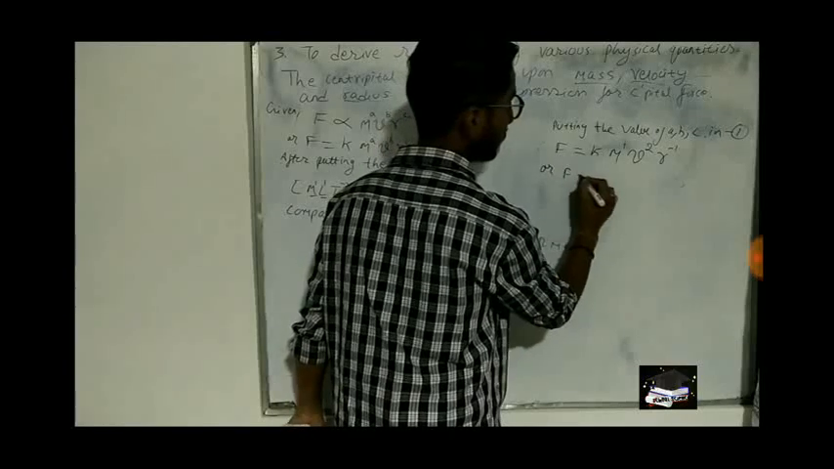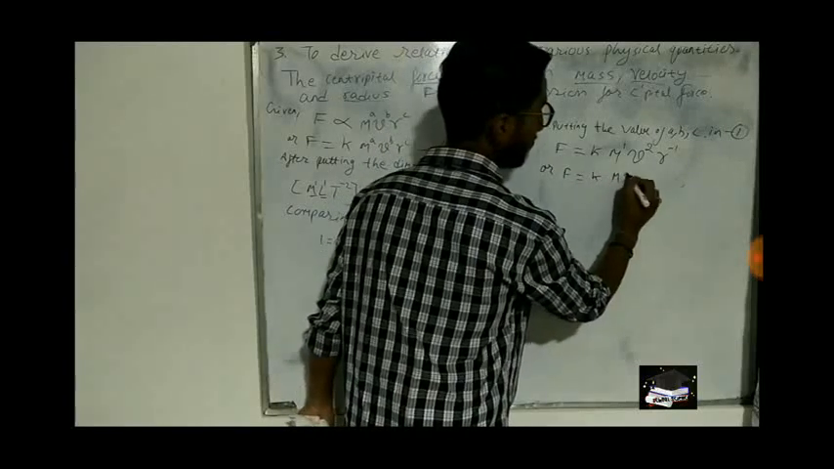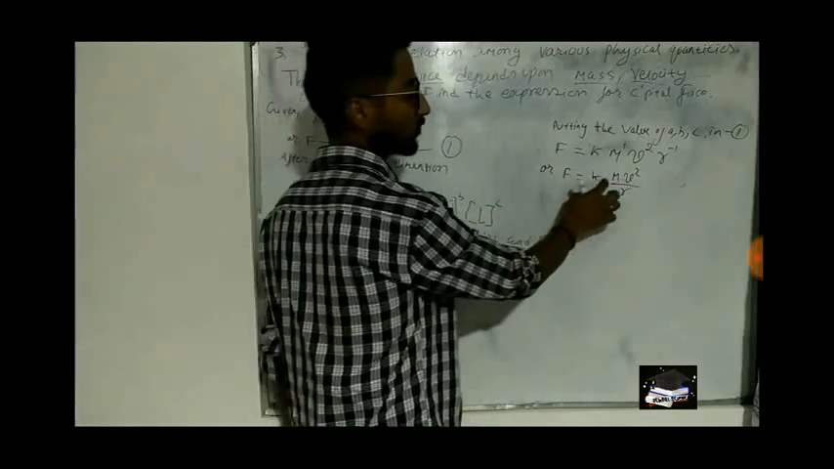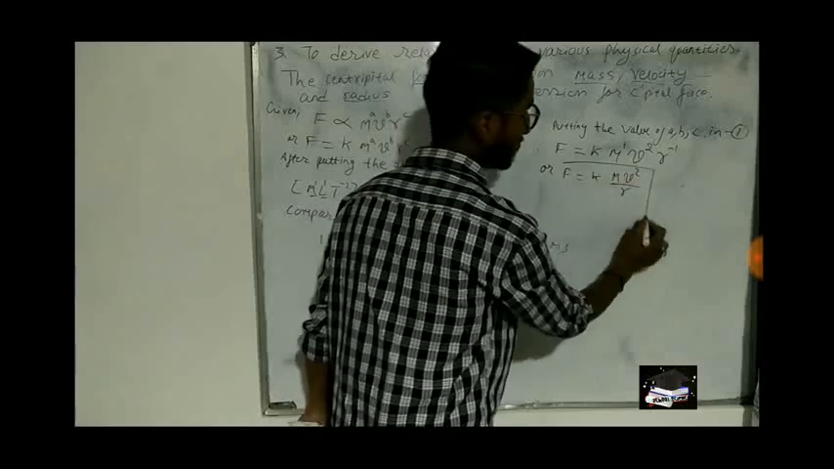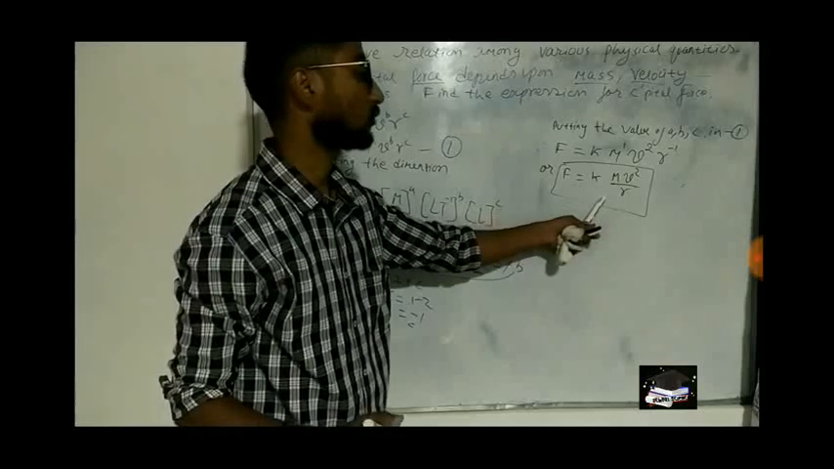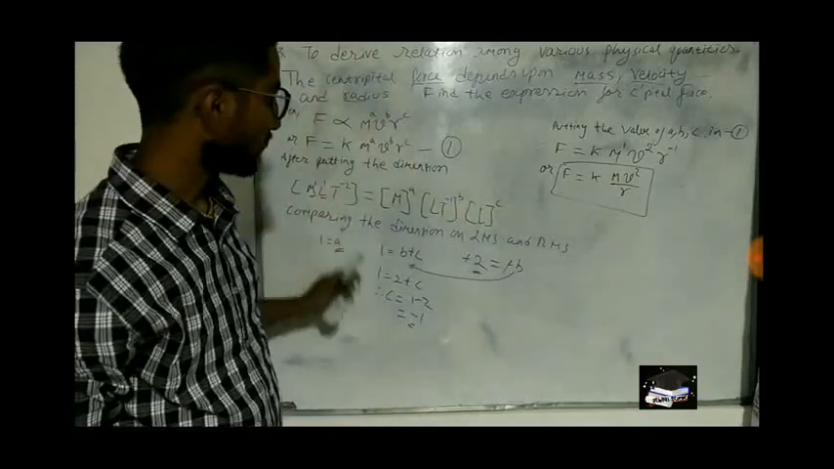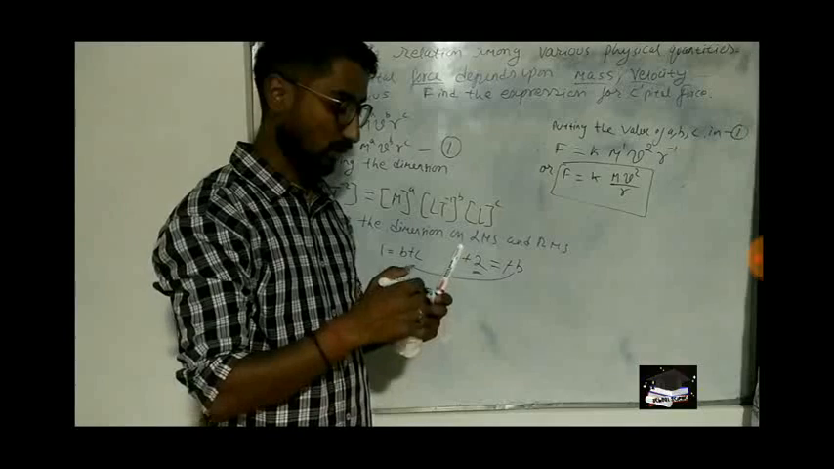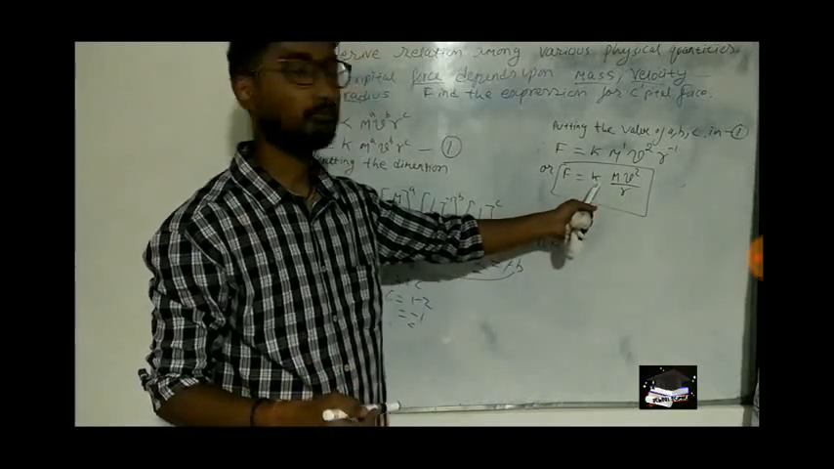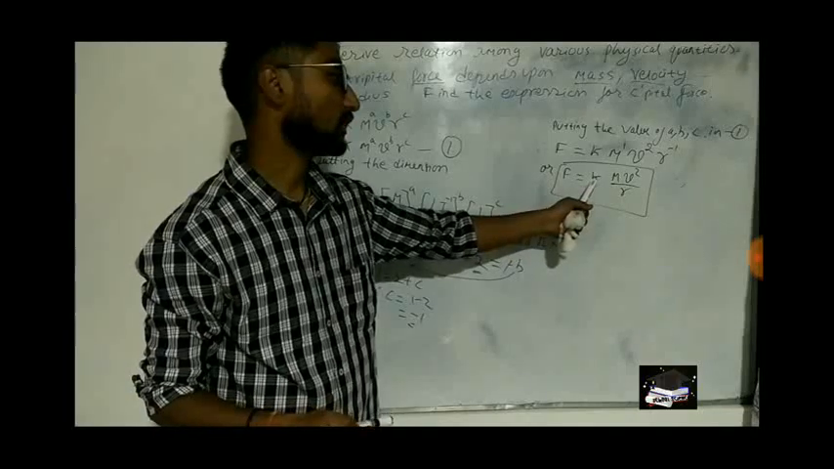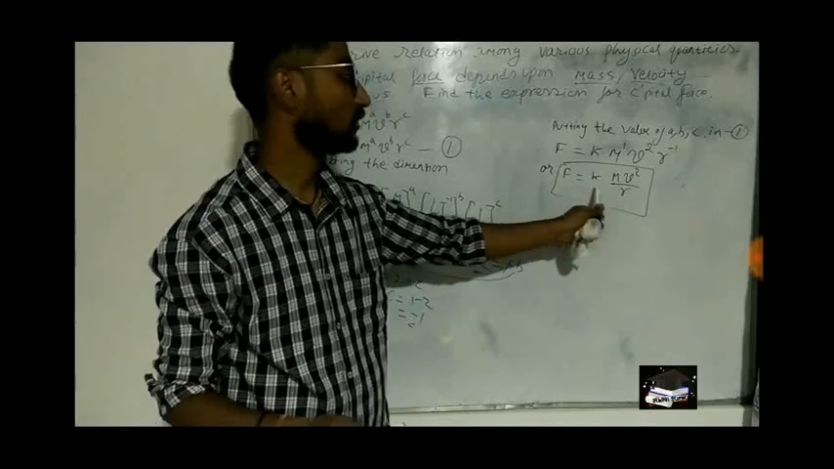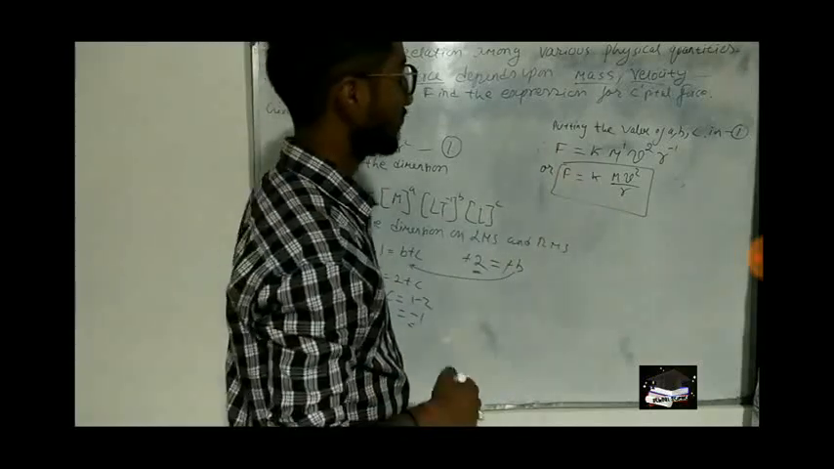Or F equals k m v square, and r to the power minus 1 goes in the denominator and becomes r. F equals k m v square by r. This is the required formula for centripetal force, which we have got with the above dimension analysis. Now this k is important. We cannot find the dimension of this k, the proportional constant, using dimension analysis. To find the value of this k, we can find it only with the help of experiments.